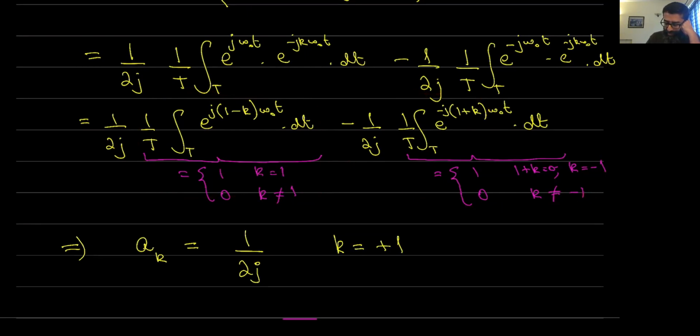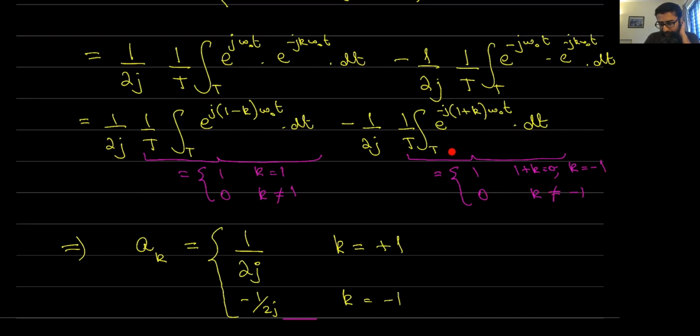Similarly, when k equals minus 1, this is going to be equal to minus 1 upon 2j. The reason for that, of course, is that when k equals minus 1, this integral is going to be equal to 1, and this is going to be equal to 0. And for all other values of k, which are either not plus 1 or minus 1, not only is this 0, but also this is 0 as well. And therefore, the sum is also going to be 0.